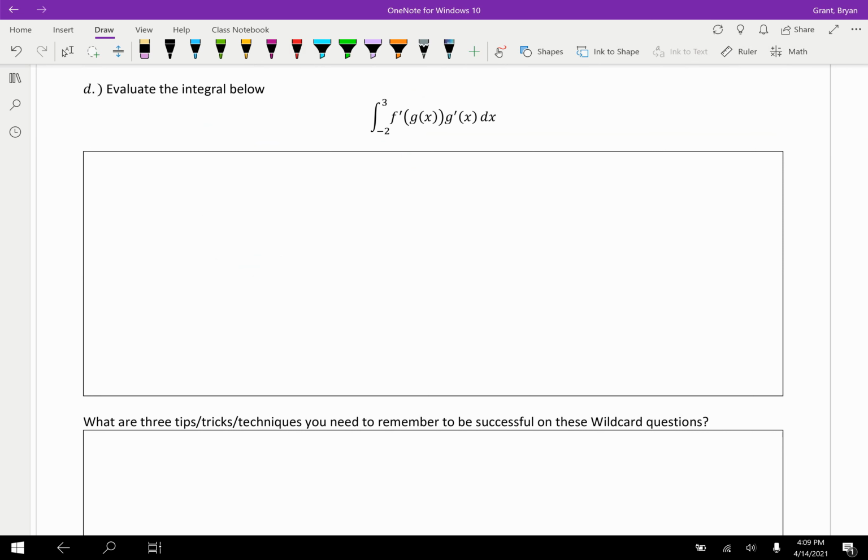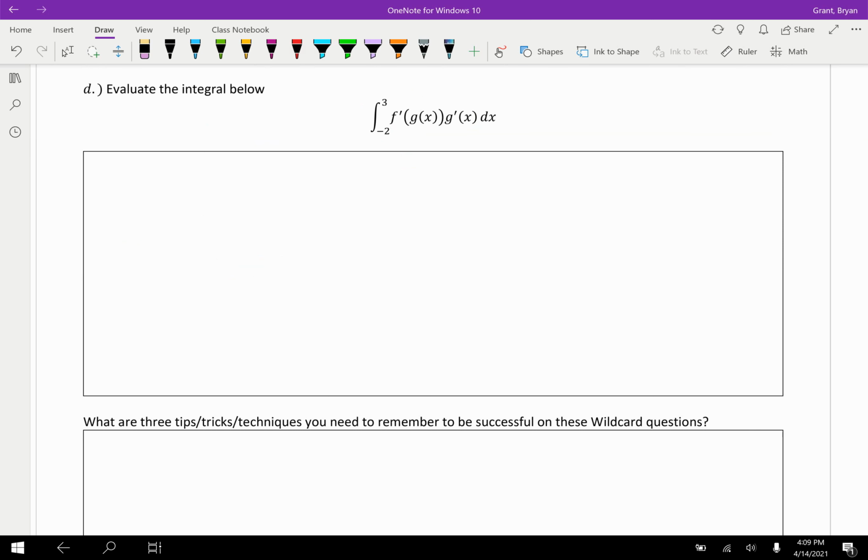All right, last part, part D. Evaluate the integral below. Well, we know there are 2 ways to evaluate an integral. Either you find the area between the curve and the x-axis. However, I'm pretty confident we don't have this graph, nor can we create it. So now it comes down to the fundamental theorem of calculus.